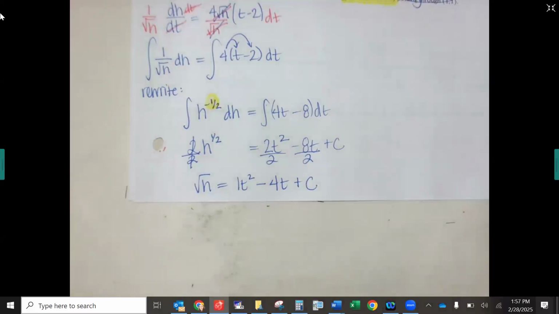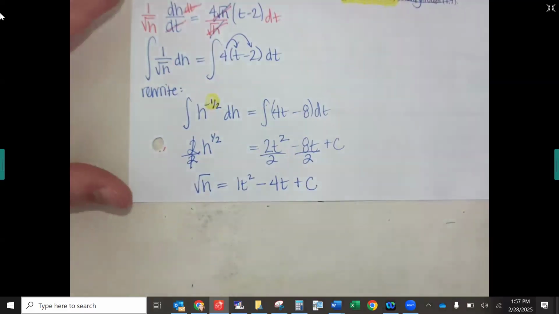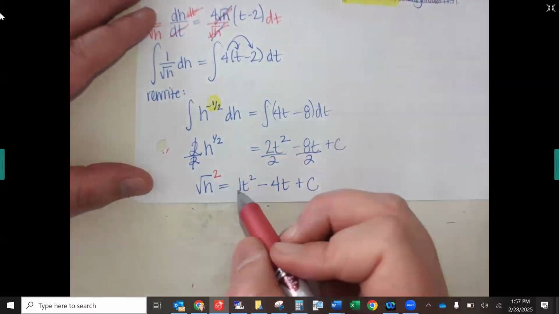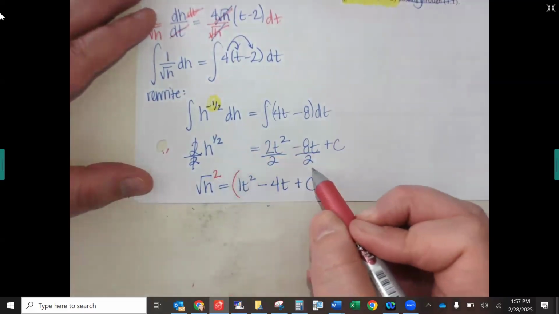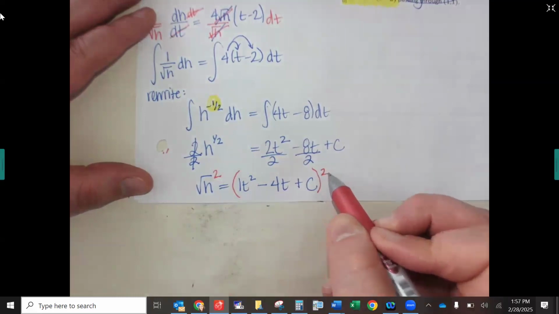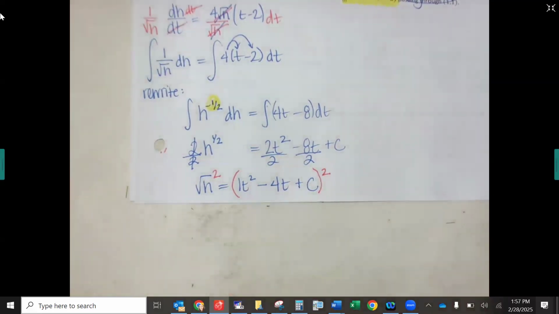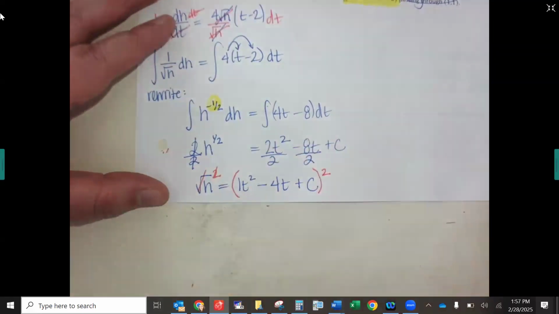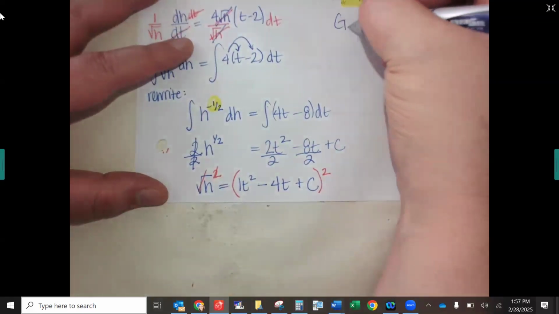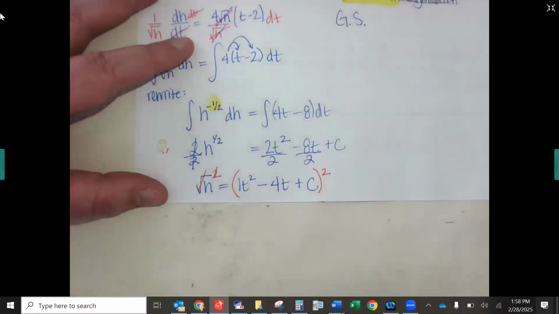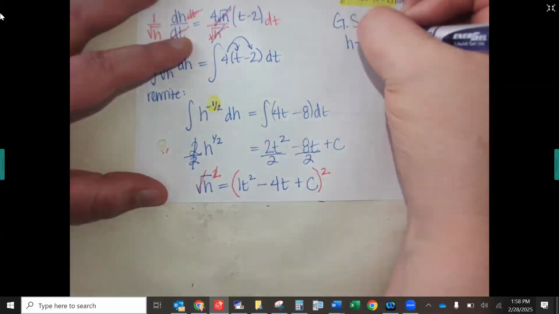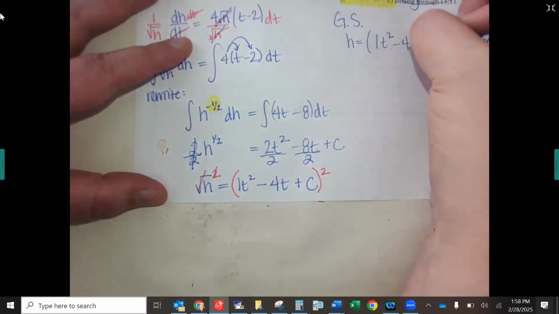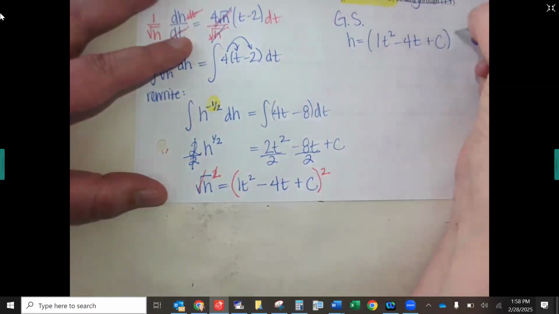Okay, last step, I need to get rid of that square root. What am I gonna do? Square, and when you square, make sure you group these guys together and square them as a whole unit. That is your general solution. So I'm just gonna put GS for that: h equals 1t squared minus 4t plus c, all squared.